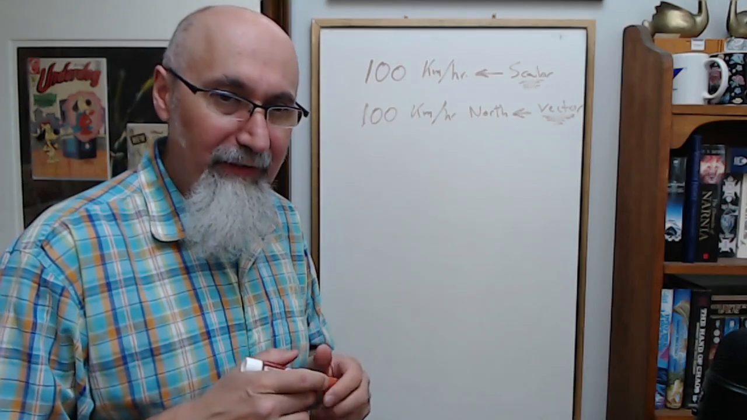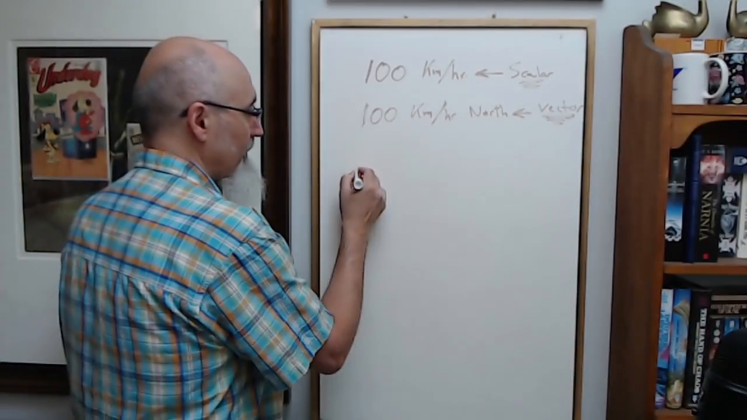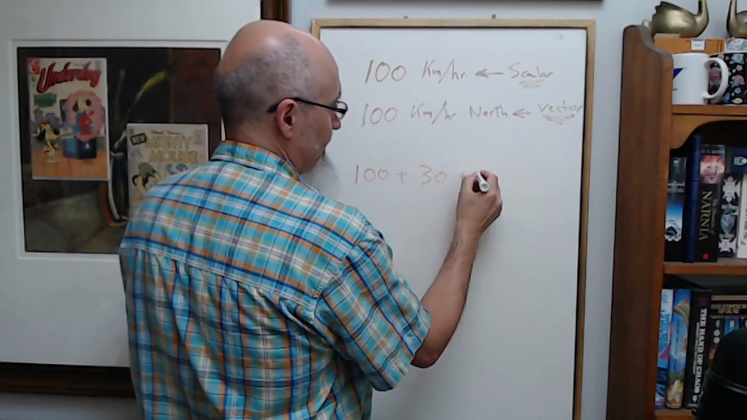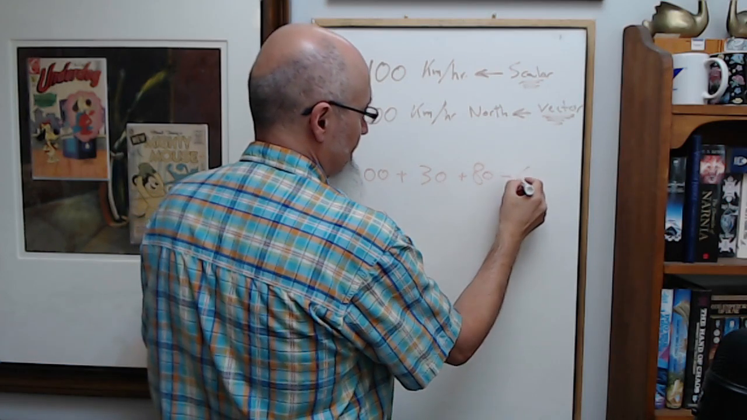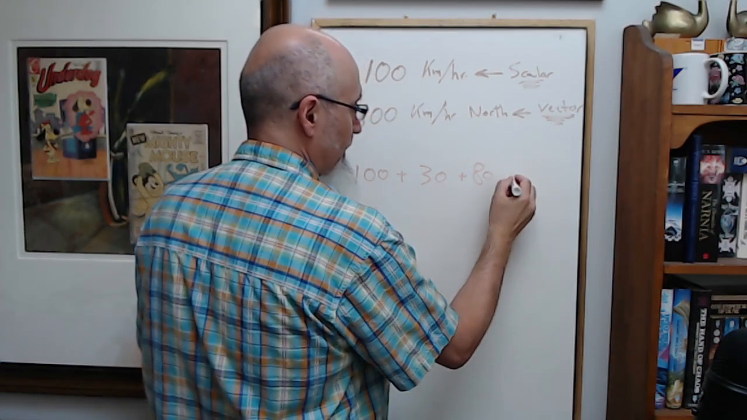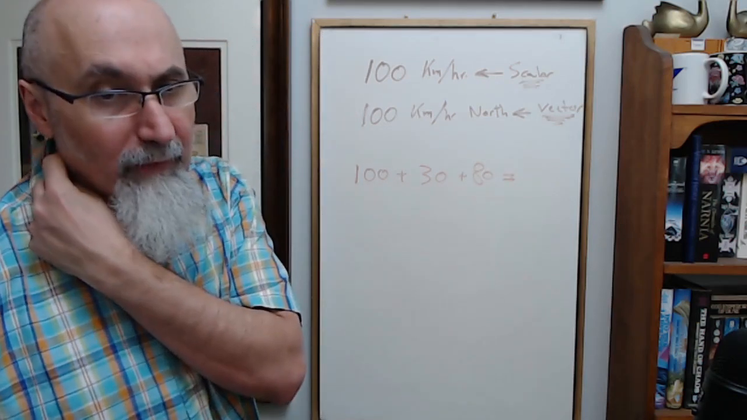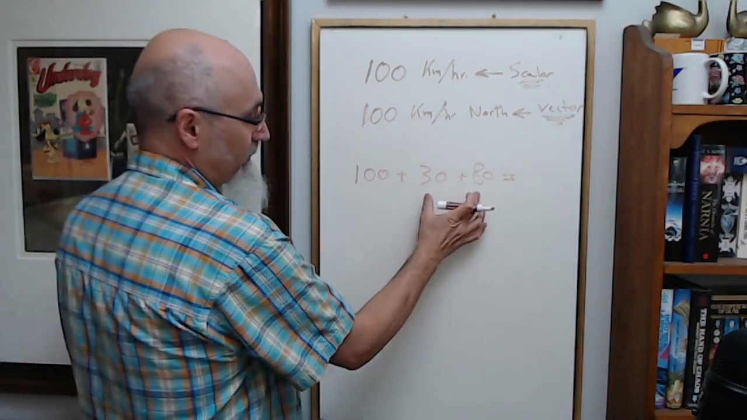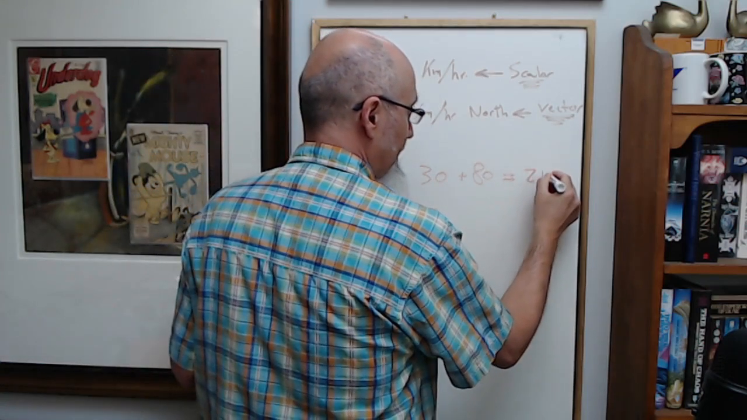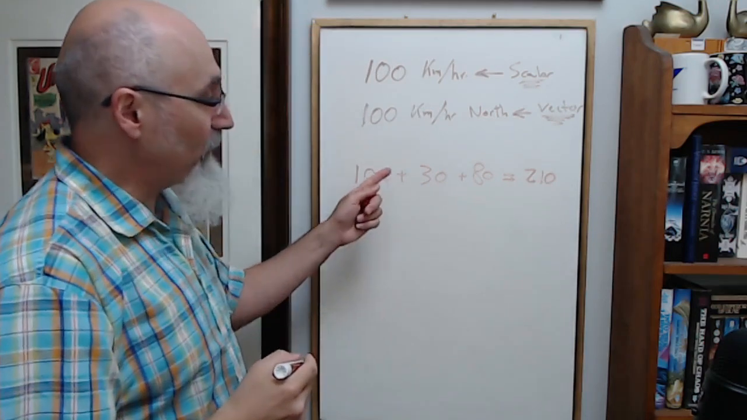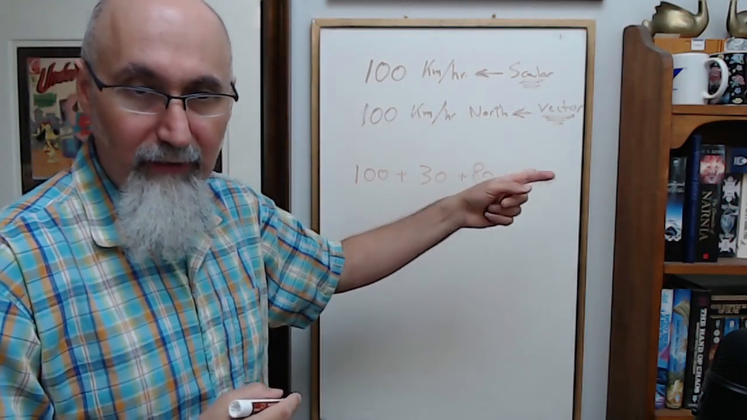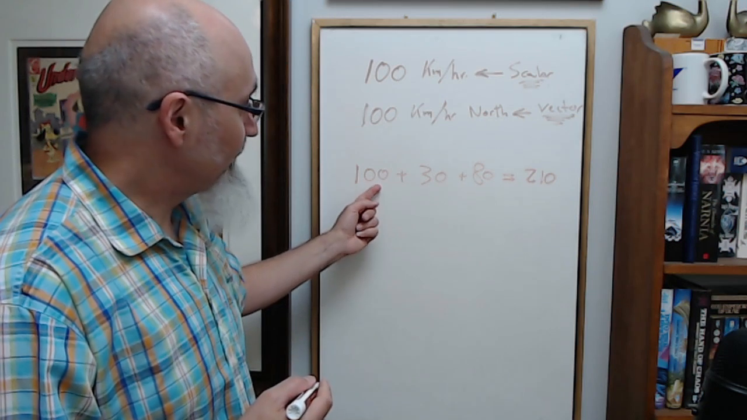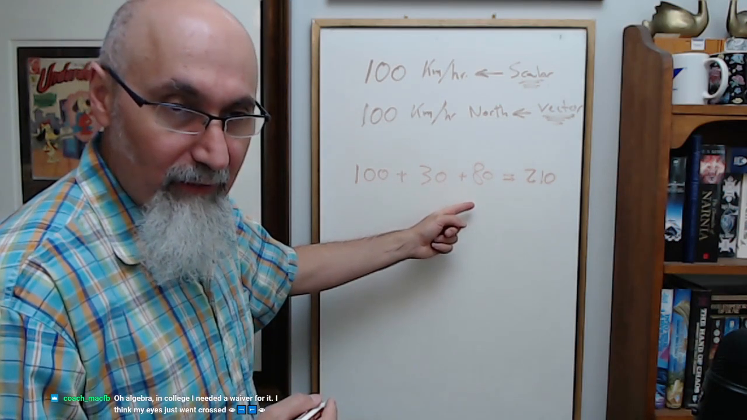And when you're adding vectors together, so for example, let's assume we had 100 plus 30 plus 80. Actually, let's keep it simple. This, right? If you're adding these together, then this is 210, right? That's 110 plus 100 is 210. If this is apples, then it's 210 apples. If it's kilometers, then it's 210 kilometers, right? Make sense? Okay. Now, if these things had direction associated with them, it becomes a vector.